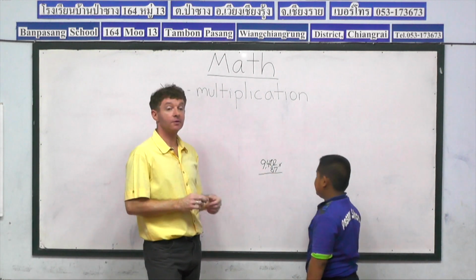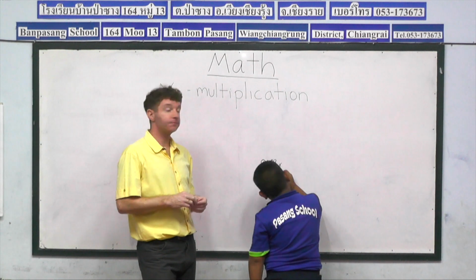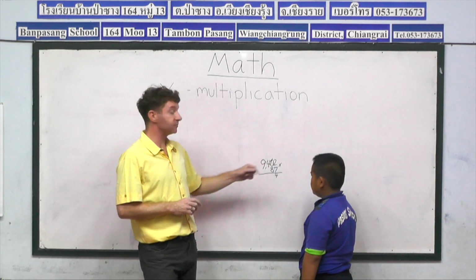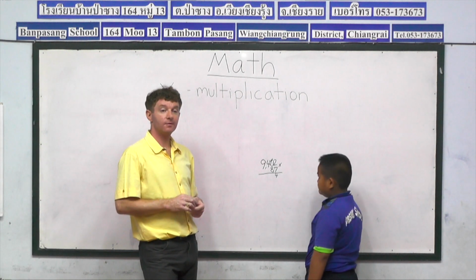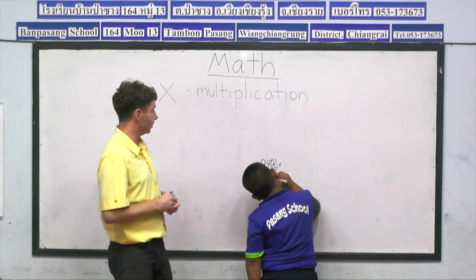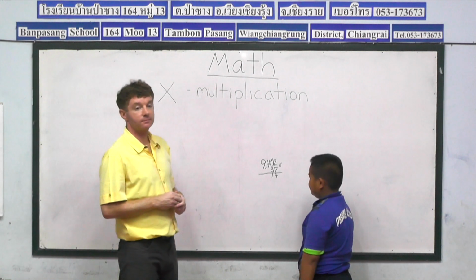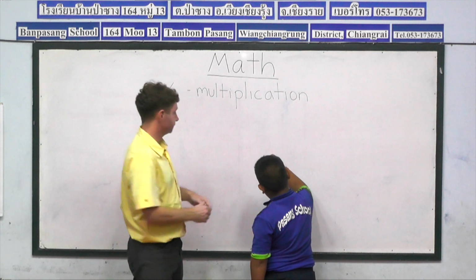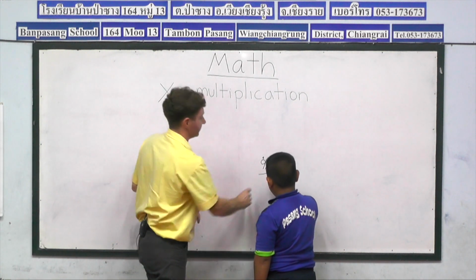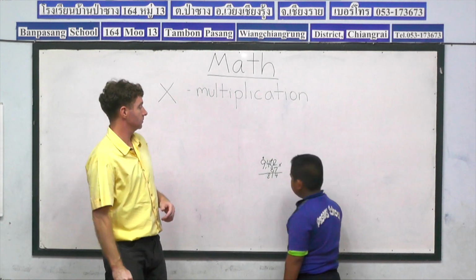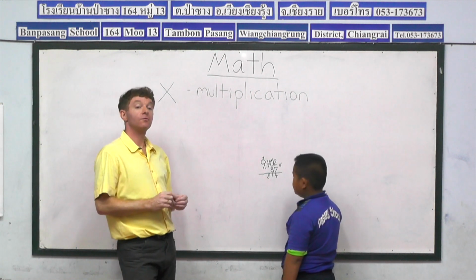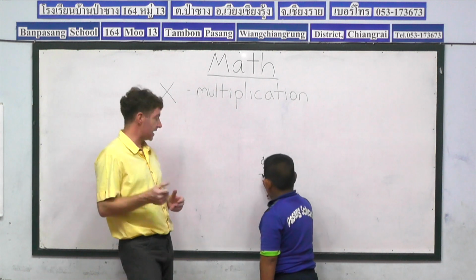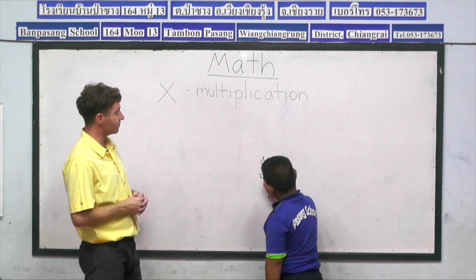7 times 2 equals 14. 4, carry 1. 7 times 0 equals 0, plus 1. So we write 1. 7 times 4 equals 28. So let's write 8. Carry over 2. So 8, 2, 65. Yes. So we have our first answer.